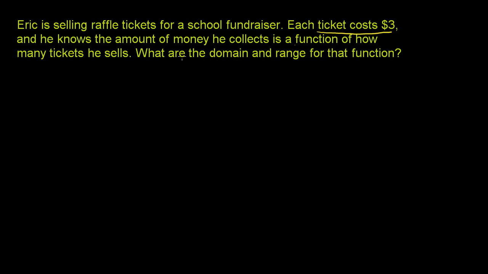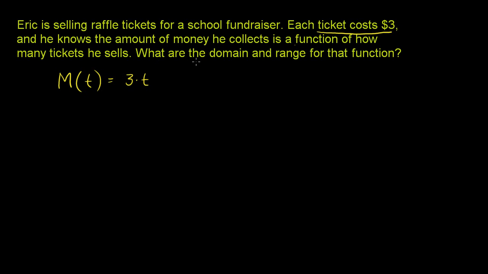So let's write the function for how much money he collects. I'll call that m. The function will be m, and it's a function of how many tickets he sells, so it's a function of t for tickets. It's a pretty straightforward function. Every ticket costs $3. He gets $3 for every ticket. So it's going to be 3 times t dollars, or 3t dollars. That's how much money he collects.